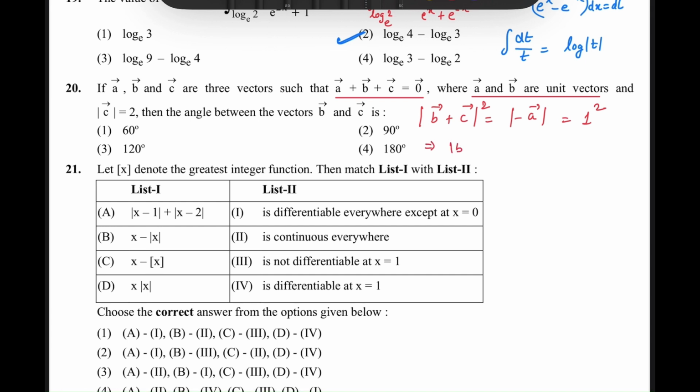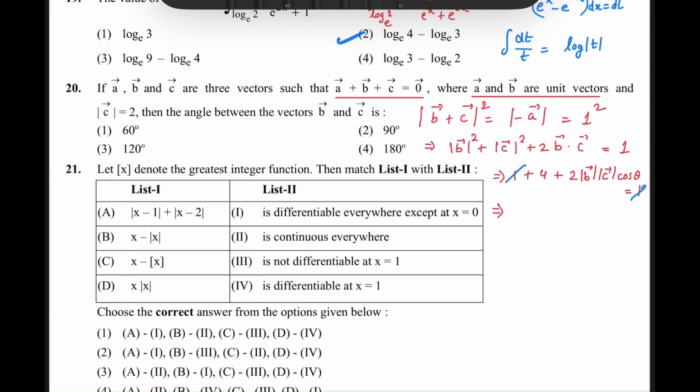So then I will have magnitude of b squared plus magnitude of c squared plus 2 times b dot c equals 1. Now the magnitude of b is just 1, so this is just 1. The magnitude of c is just 2, so that will give me 2 squared, 4, plus 2 times b dot c, right? Now what is b dot c? b dot c is just magnitude of b, magnitude of c, cos theta, where theta is the angle between b and c. So 1 cancels out.